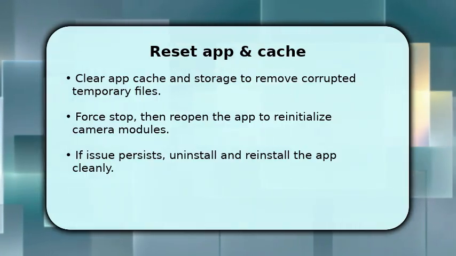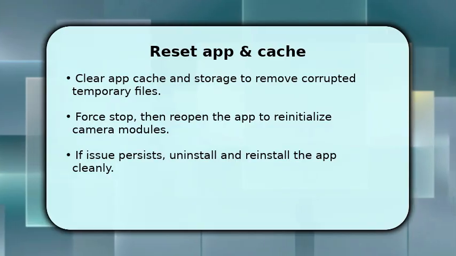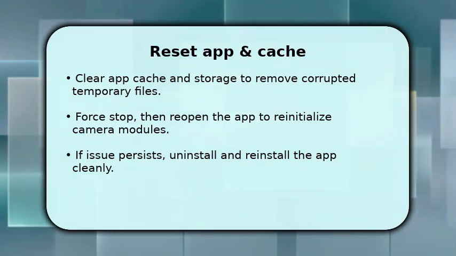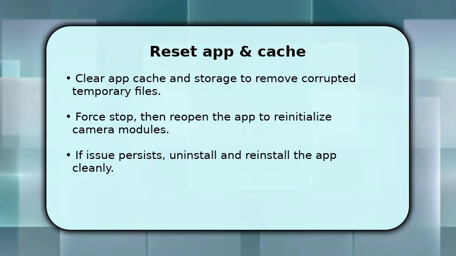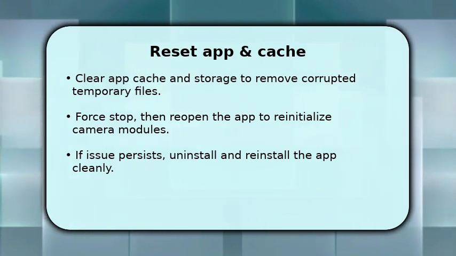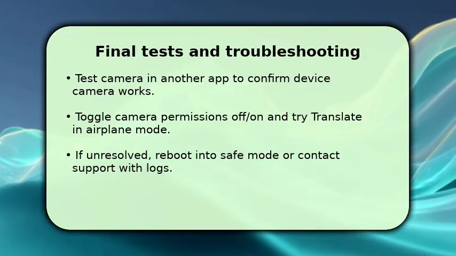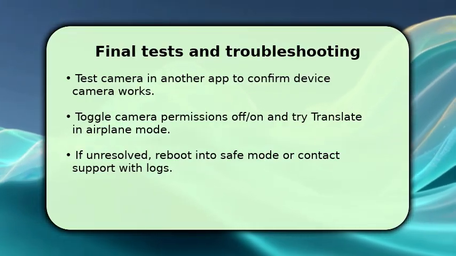If the camera still fails, uninstall and reinstall the app to replace any damaged binaries or settings that clearing alone couldn't resolve. Now confirm whether the problem is the app or the device. Open a different camera app and record or scan text.